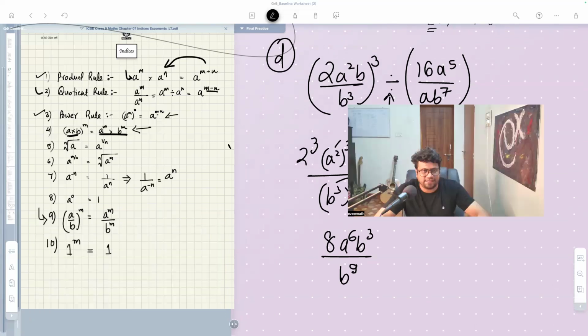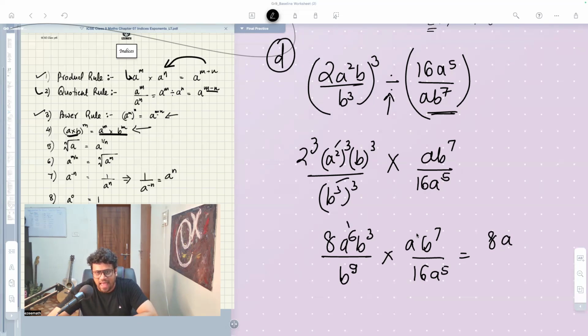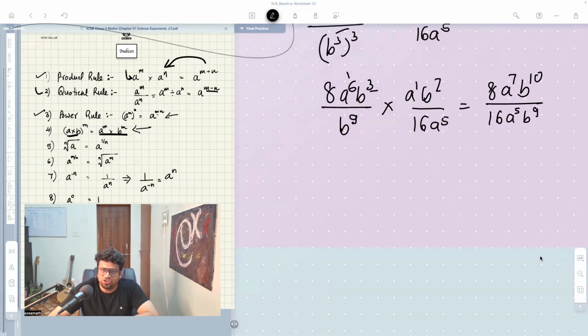If you want, you can take a screenshot of this sheet on the left and keep it with you for reference in practice. And then there is ab to the power of 7 and 16a to the power of 5. Now, on the numerator, it's going to become 8, a to the power of 6 here, and a to the power of 1 there, a to the power of 7, and 3 on b and 7 on b, b to the power of 10, and then you have 16, a to the power of 5 and b to the power of 9. You can use the quotient rule now.